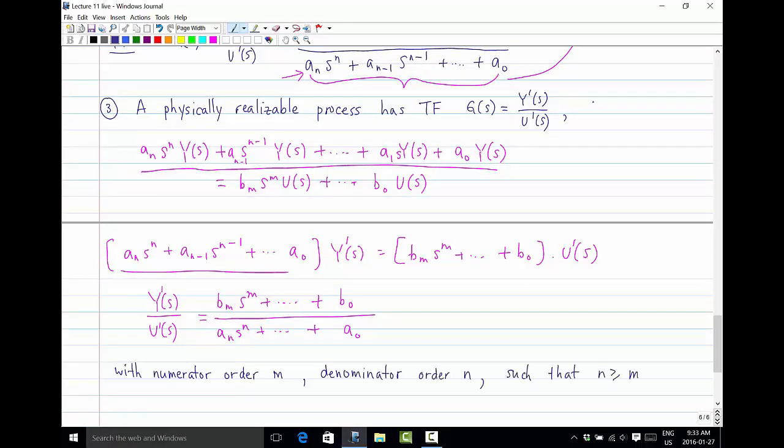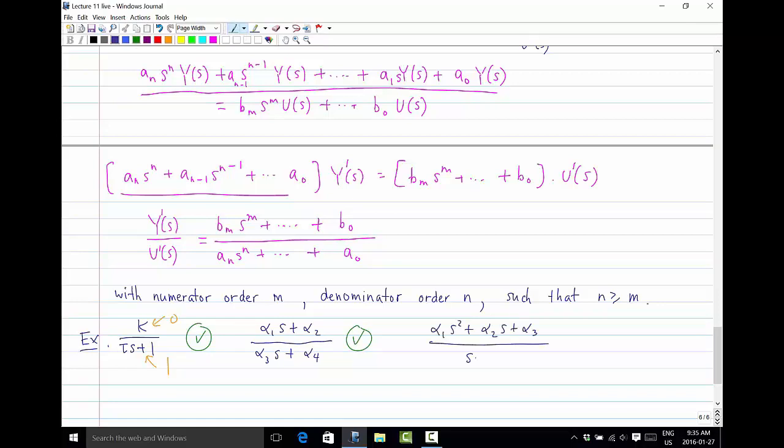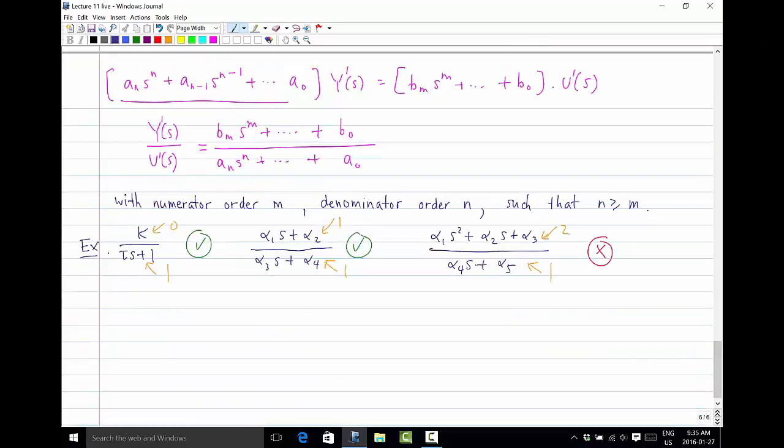For example, the first order time function is k over tau s plus 1, and this is a proper or physically realizable transfer function. The second example is a proper transfer function because the orders of the numerator and denominator are equal. But the last transfer function is improper, so it is not physically realizable. An example of a physically unrealizable process is one where the numerator order of the transfer function is greater than the denominator order of the transfer function.